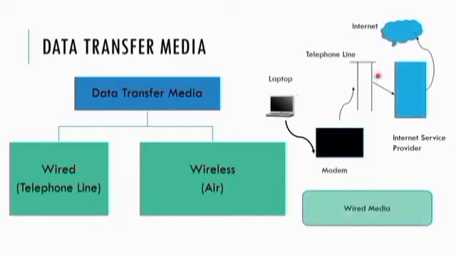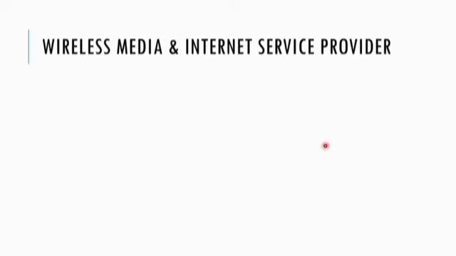Here your laptop is connected to the modem, and the modem is connected to the telephone line, and the telephone line is connected to the internet service provider, and the internet service provider is further connected to the internet. This is an example of wired media. The main purpose of wired media is to transfer data from one computer to another.